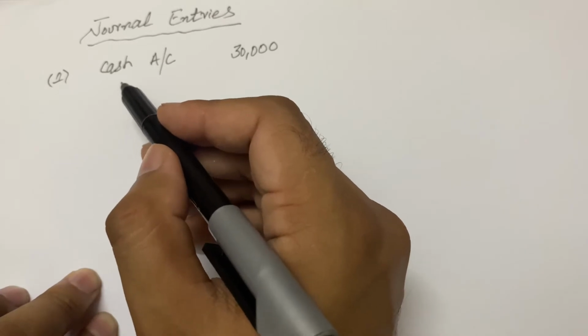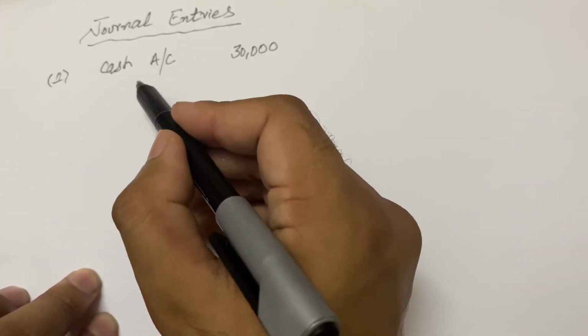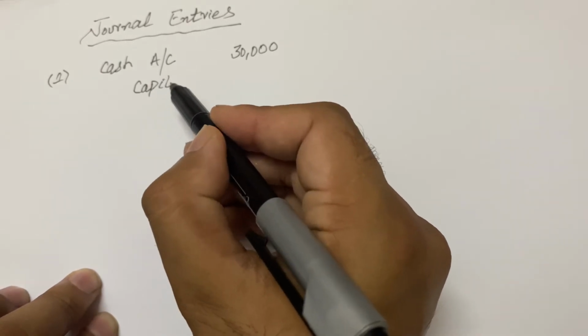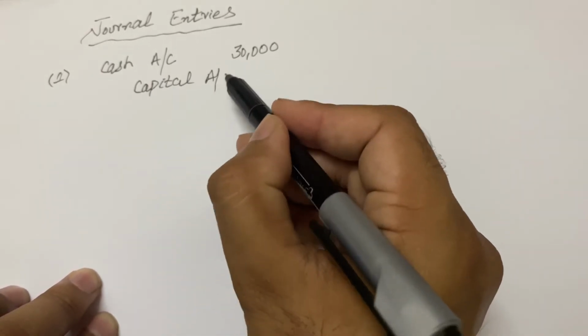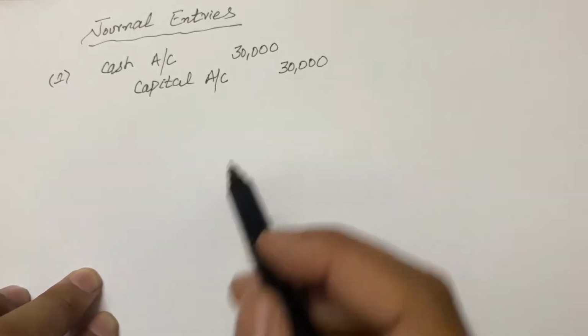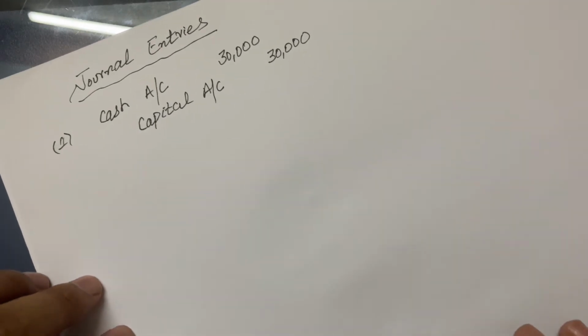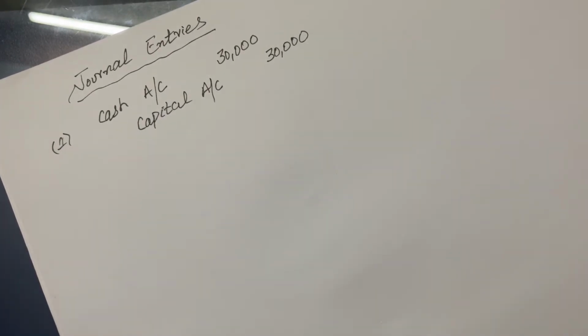And as a double entry concept, the other account will be the capital account, and the capital account gets credited with the amount of 30,000 rupees. So here the first entry is complete. Cash is a debit because the cash is increasing, and the capital account, which is the share of the owner that he is bringing in the business, is increasing, so it will be credited.